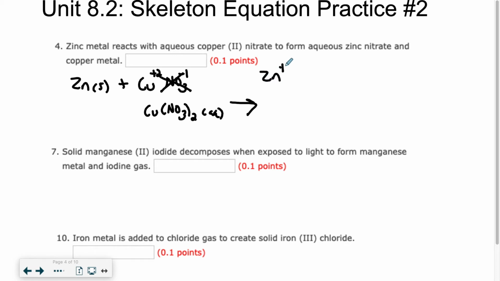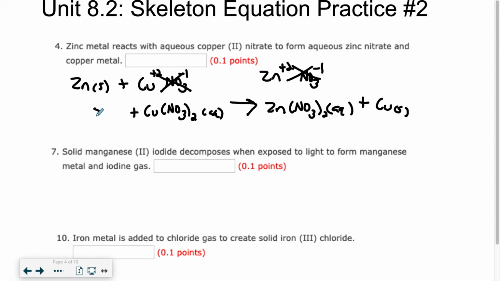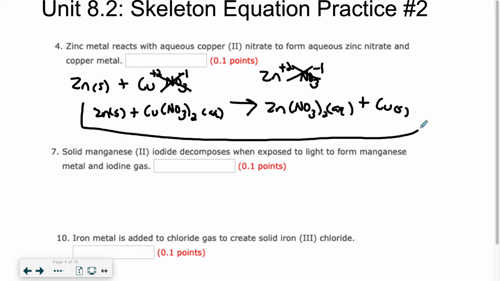So again, the zinc is going to be a Zn +2. It's going to be added to the nitrate, which is NO3 -1. We crisscross down. We end up with Zn(NO3)2, aqueous, and copper metal, which is a solid. So I'll bring this zinc down below so that's all in the same line. So this right here will be your answer for number 4 on that assignment.